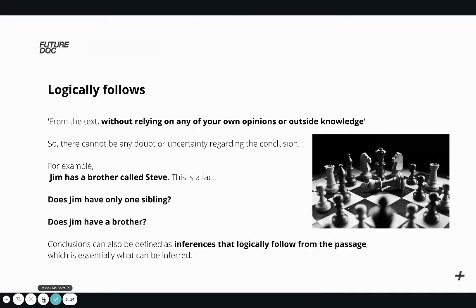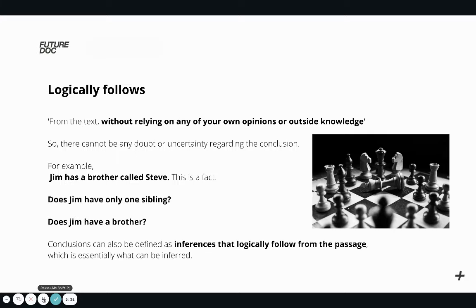Logically follows means from the text without relying on any of your own opinions or outside knowledge. So logically follows means that it cannot be anything other than this. So there cannot be any doubt or uncertainty regarding the conclusion.